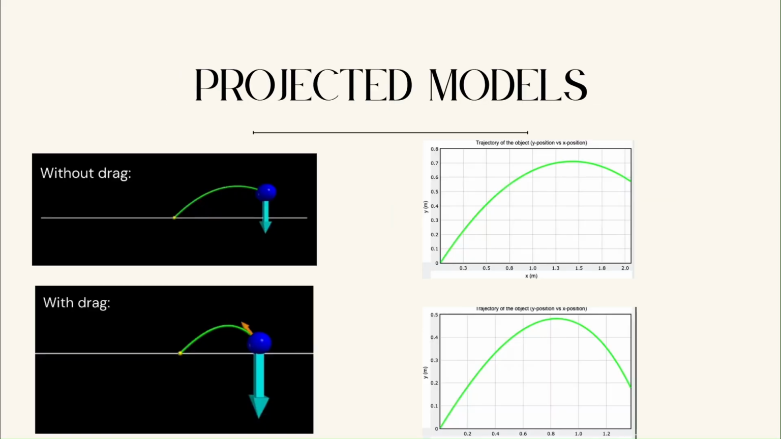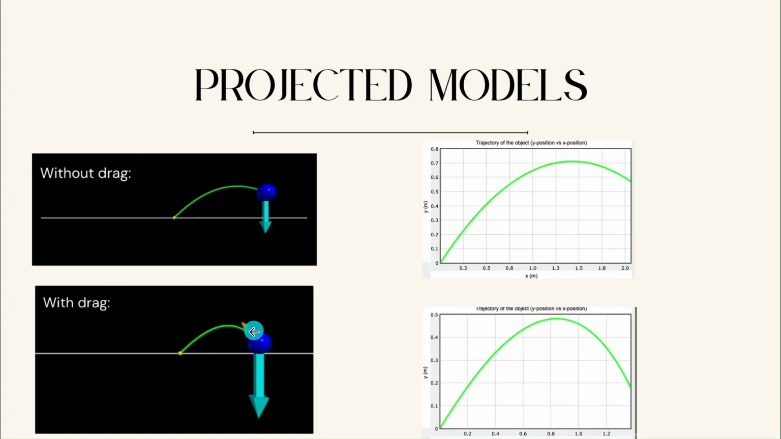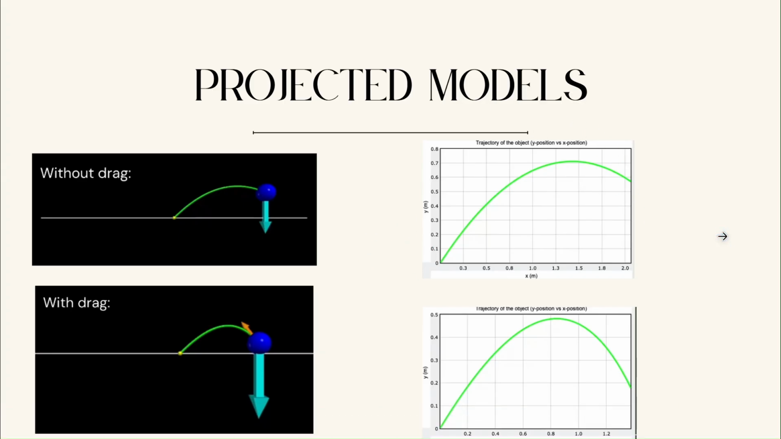Okay, and then projected models. Here we have without drag. You can see the force of gravity going down, and with drag you have that little drag arrow going up, the orange arrow, and the force of gravity still going down. And here are the graphs that come with it.